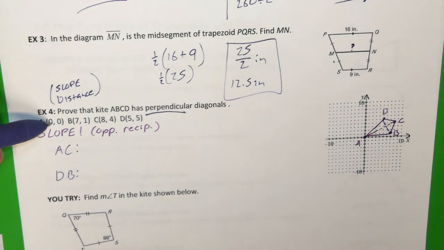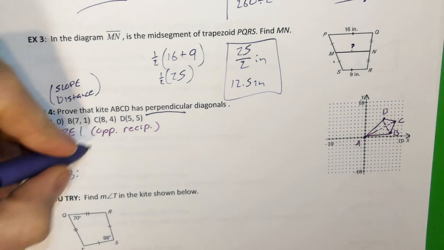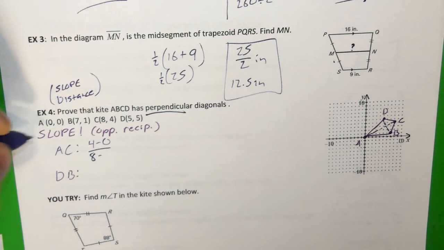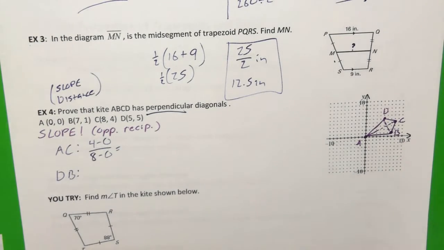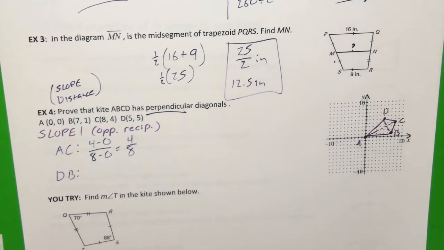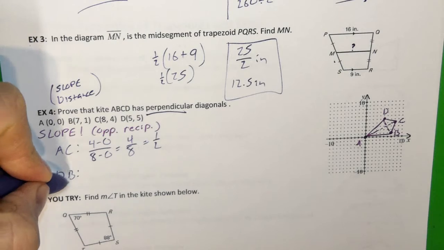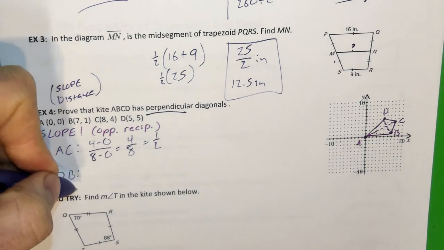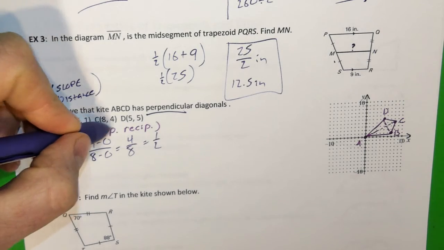AC has got this point 0, 0 and this point 4, 8. So we're going to calculate some slope very quickly and easily. Remember, y is first and then x is second. When we calculate the slope, we're going to get 4 over 8, and that reduces down to 1 over 2. Now when I calculate my second slope, I'm not expecting to get 1 over 2 again, because that would make parallel lines. I'm expecting to get something that is an opposite reciprocal.